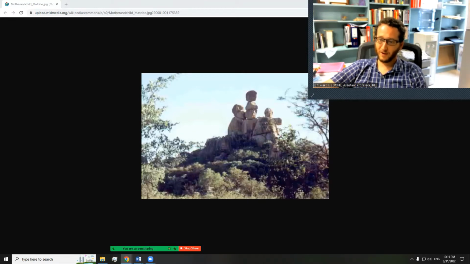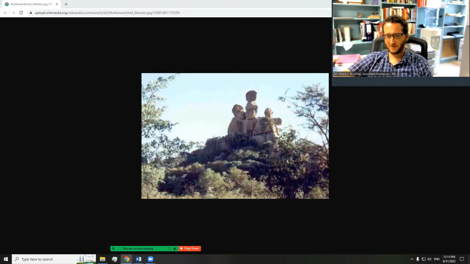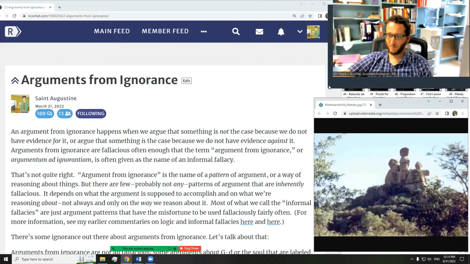And for the lower right-hand corner of the screen, I've selected what I believe to be a public domain image of some lovely rocks from Matobo National Park in Zimbabwe.